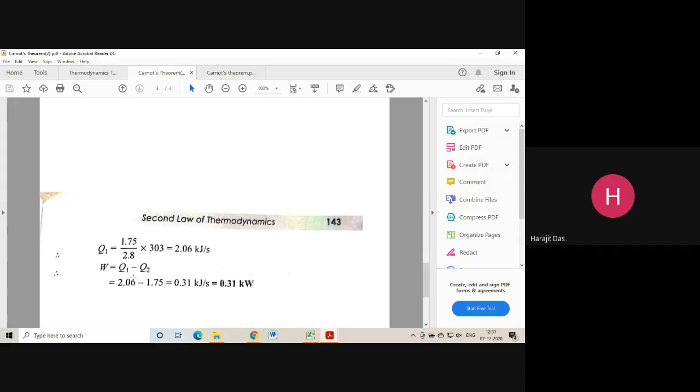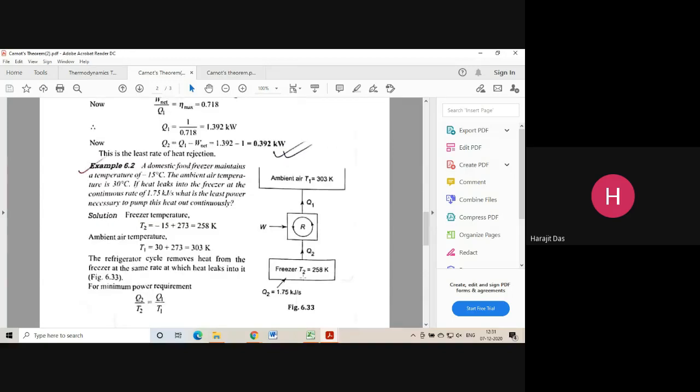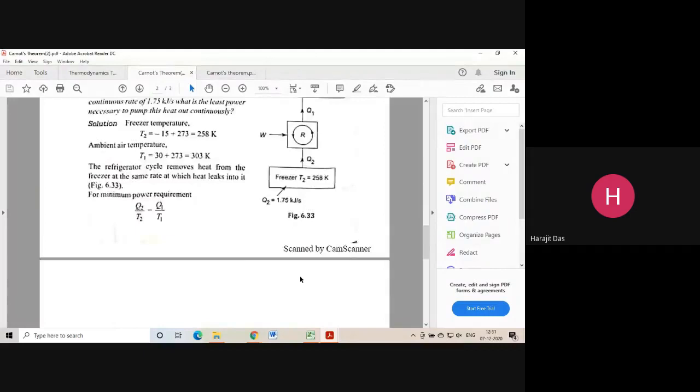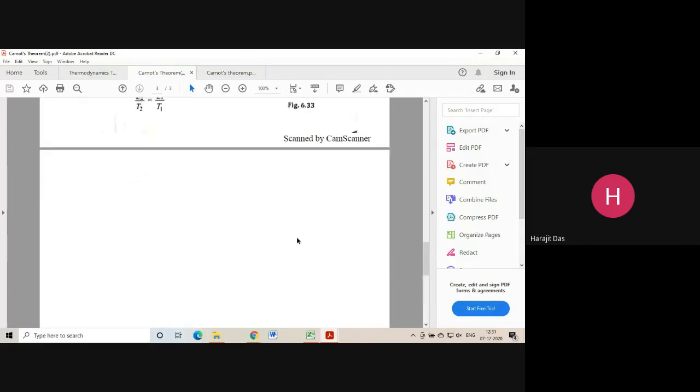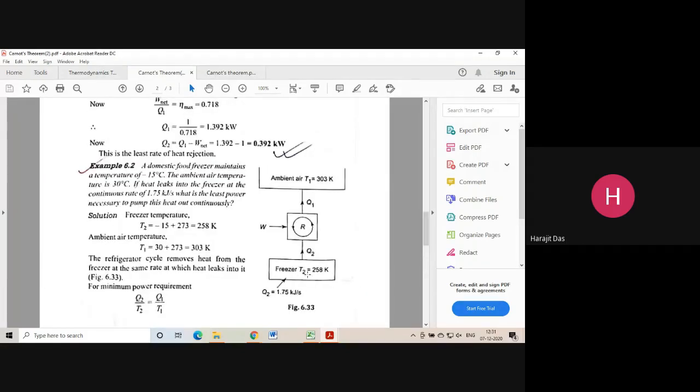From here, you will be able to find out the power which is necessary to pump out this much heat from the chamber. So w will be equal to q1 minus q2, and this much power will be needed to remove heat from this chamber and to maintain this chamber at minus 15 degrees centigrade.